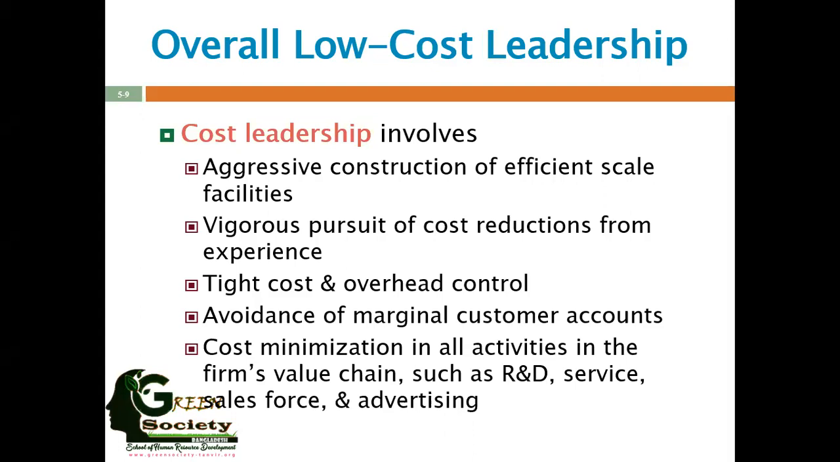And then avoidance of marginal customer accounts. Avoidance of marginal customer accounts means that you would have to spend lots of money to get one customer. What will you do? Do you invest lots of money for one customer? No, sir. So where will you try to reach? You will try to reach those places, those market segments where you have to spend less and you can cover maximum customers. This is called avoidance of marginal customer accounts. Marginal means customers are fewer, and you have to spend a lot.